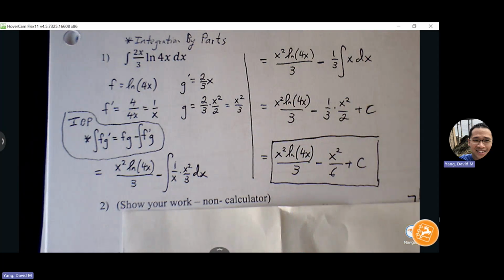Okay. So whenever you go through integration by parts, the first portion is complete. The second portion still needs some additional work. Any questions with 1?